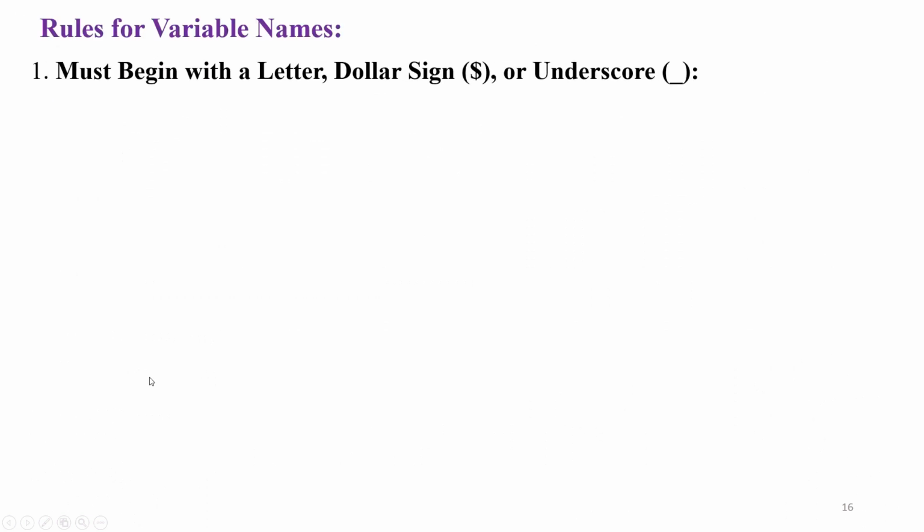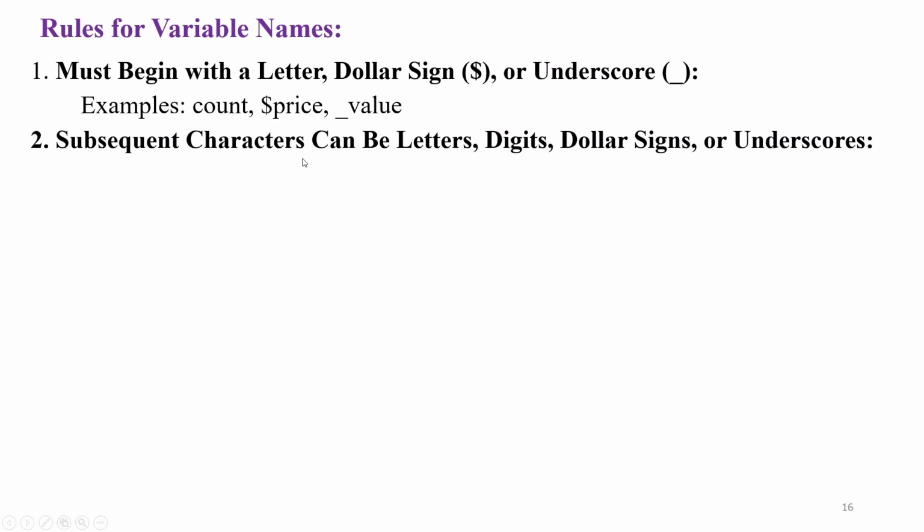Rule 1. A variable name must begin with a letter, $, or underscore. For example, count is a correct variable name because it starts with the letter c. Likewise, $price is a correct variable name because it starts with $, and so on. Rule 2. Subsequent characters can be letters, digits, $ signs, or underscores. Subsequent characters means, in this case, the characters which come after the first character. For example, total_amount, average_score, quantity2 are all correct names of a variable.